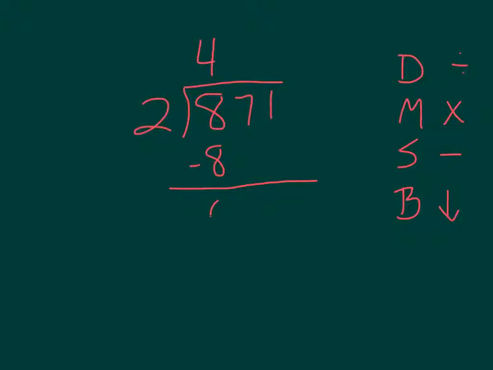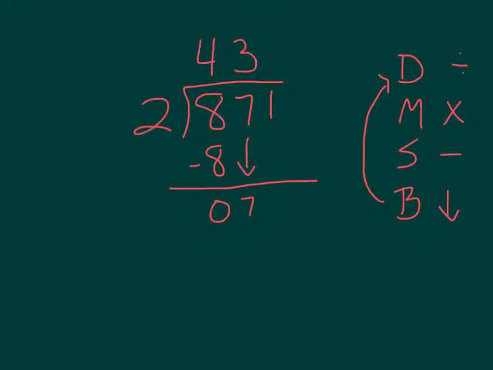And 8 minus 8 is 0. And now I bring down. I always put the arrows here to show that. So there's a 7. Okay, now once I bring down, I go back to my dividing. Okay, so 2 goes into 7 how many times without going over? So it would be 3 times.